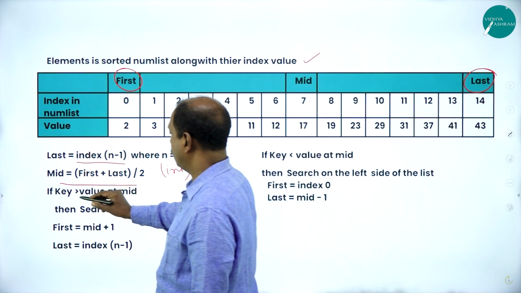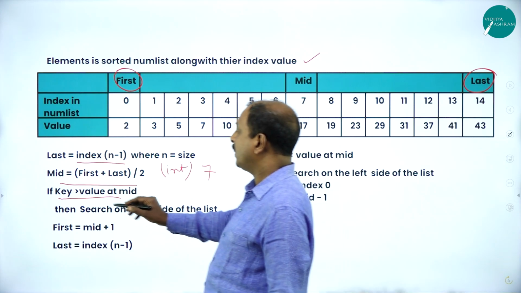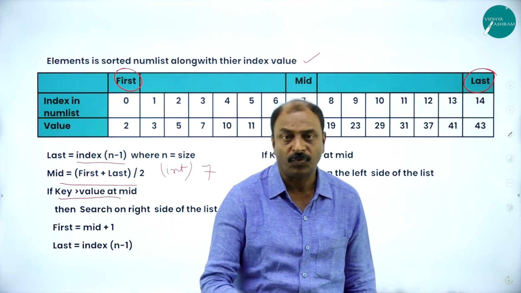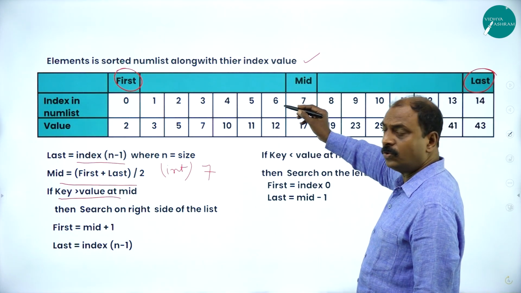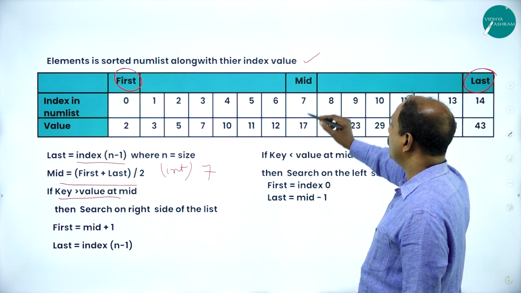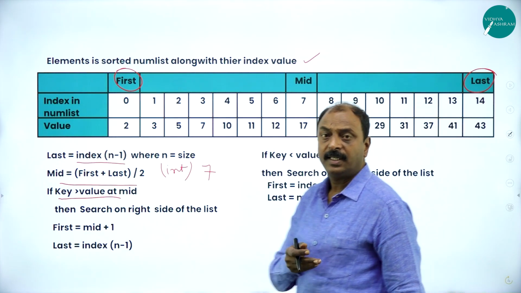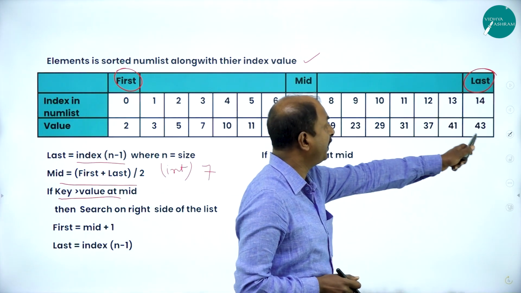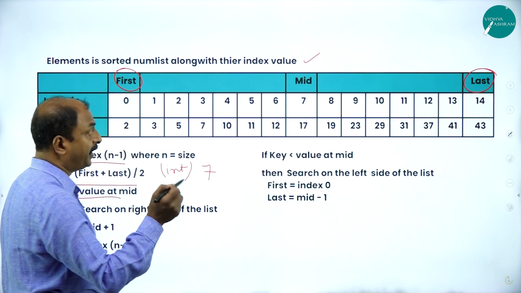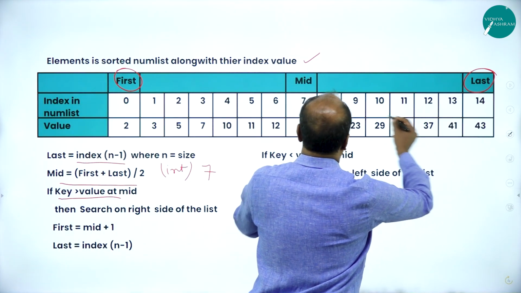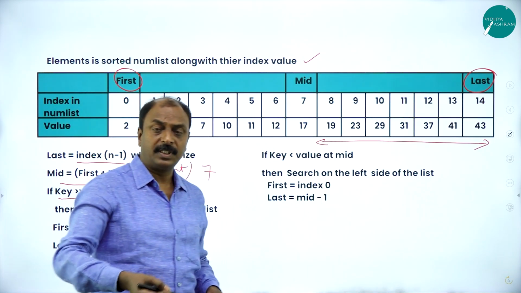Next, suppose the key value, the element we have to search for, is greater than the value at the mid. The middle element is at index 7. If the search value is greater than the value at the mid, then we have to search the right side of the given list, from this point to this point.